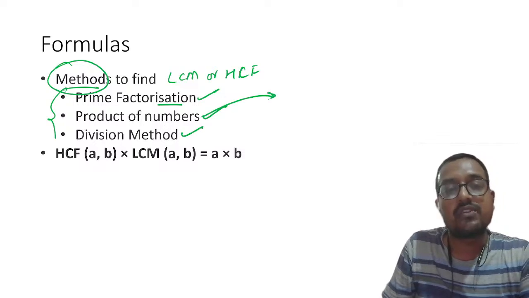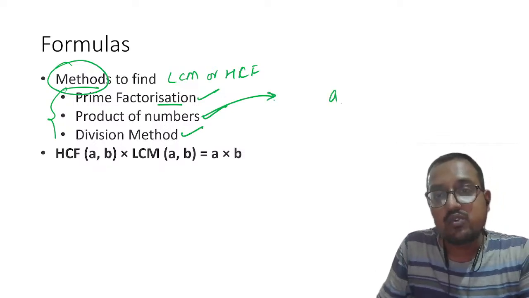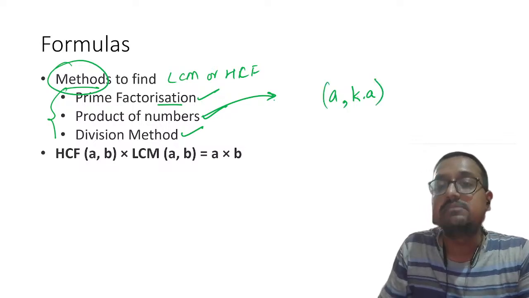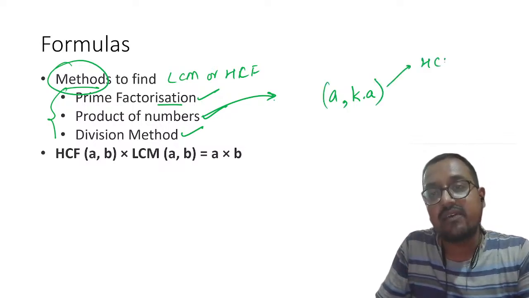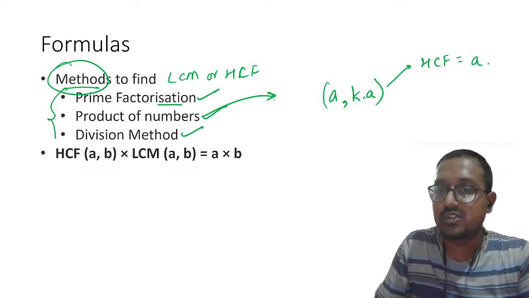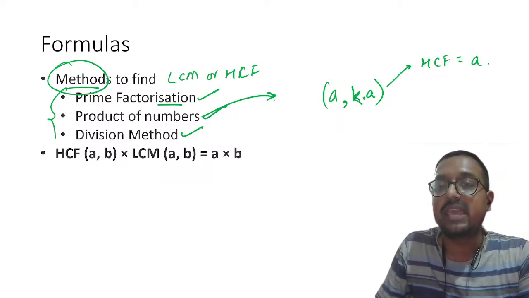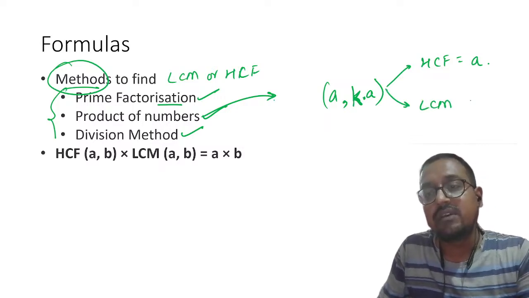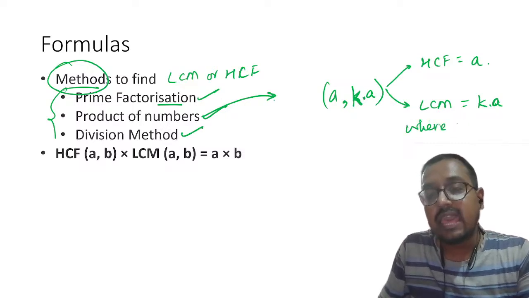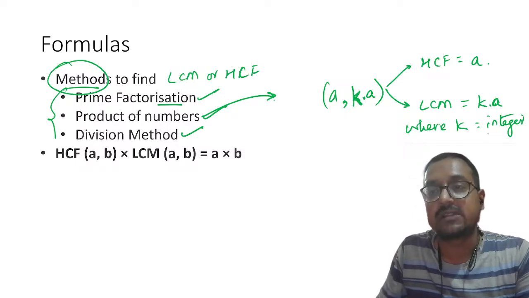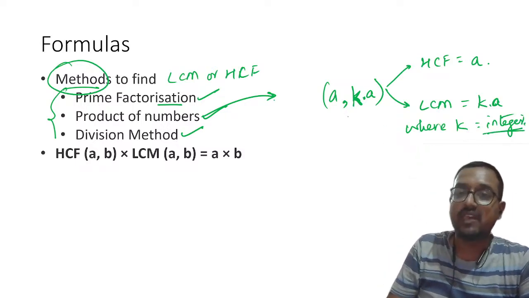Acha, by the way, what is the product of numbers? Please remember, suppose I have two numbers, A and K times A. In this case, the HCF will be the smaller of the two. Smaller of the two means A. Understood? K means something multiplied by A. And the LCM is equal to K times A, where K is an integer. K is an integer. It should never be a fraction. Please remember. Understood? Everyone understood?